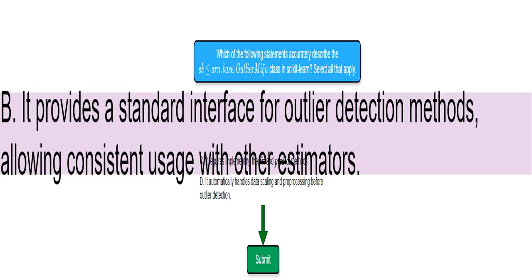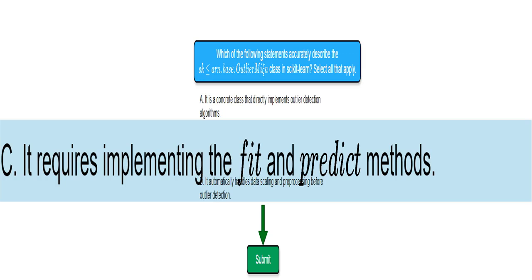OutlierMixin provides a common interface, which means different outlier detection algorithms using it will behave in a similar predictable way, making them easier to work with within the wider Sklearn ecosystem. This is also correct. Any class that uses OutlierMixin must implement the fit and predict methods. Fit is for training the model, and predict is for labeling data points as outliers or not. This ensures consistency and usability.